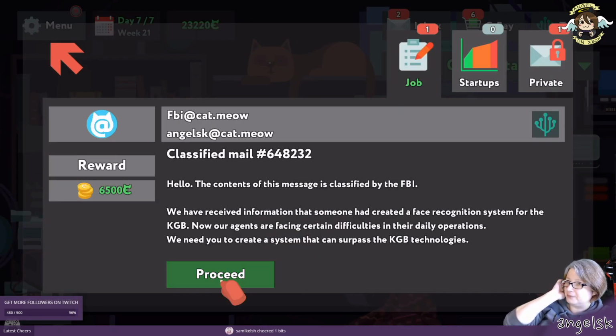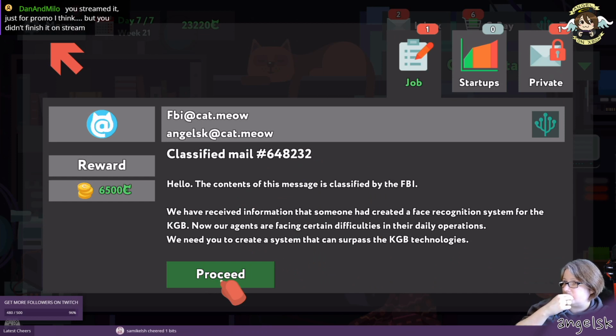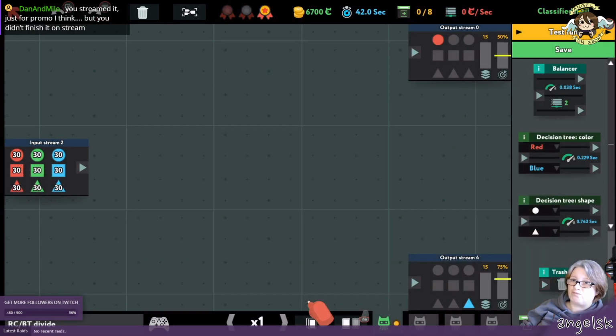Classified mail. Contents of this message are classified by the FBI. We received information that someone has created a facial recognition for the KGB. Now our agents are facing certain difficulties. We need you to create a system that can surpass the KGB.